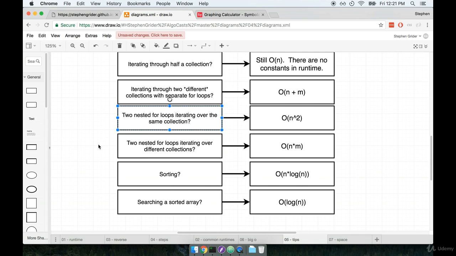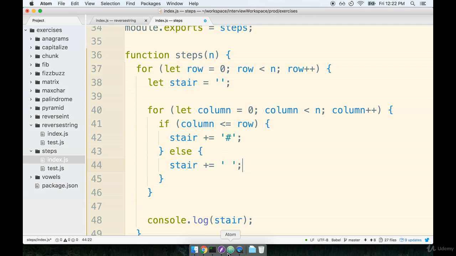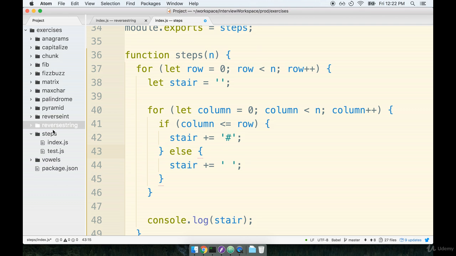Now the next one is very closely related. If you ever see nested for loops, a nested for loop is like a big, oh, take a look at that right there. It's a big red flag. If you ever see nested for loops iterating over the same collection, so the same collection of records, very likely you have quadratic runtime or n-squared complexity. And a great example of this was the stair algorithm and the steps algorithm right here.